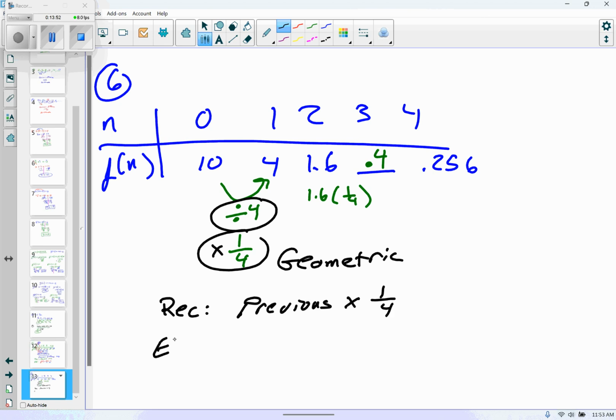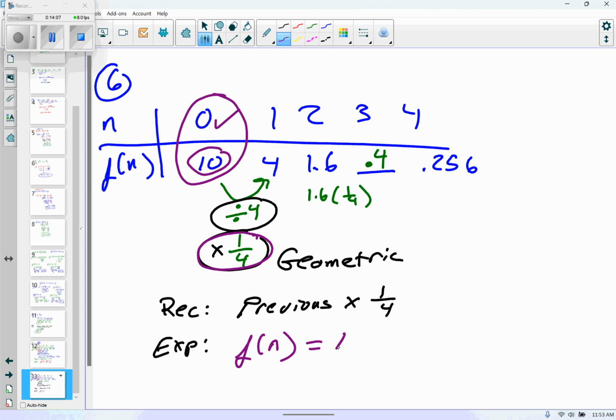Our explicit function means one of two things. Did I start with a 0 here? And the answer is yes. This is my first term. This is my ratio. So you're going to do f at n: first term is 10, common ratio is 1/4. I'm going to raise my common ratio to the n power. Because this 0 is here, if I plug in 1/4 to the 0, that becomes 1. 1 times 10 is 10.